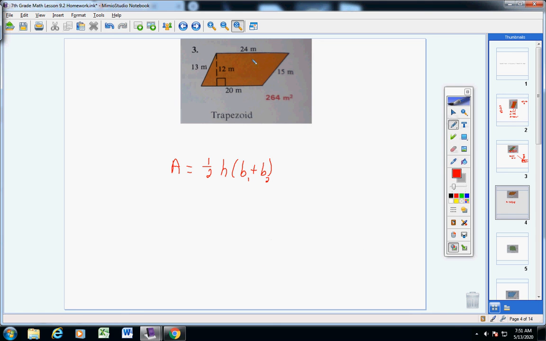So what are my parallel sides? Well, my parallel sides are these two sides right here. So those are my bases. So I'm going to add those two bases together. Okay, now my height is going to be right here, and that's going to be 12. So guys, it's really simple.